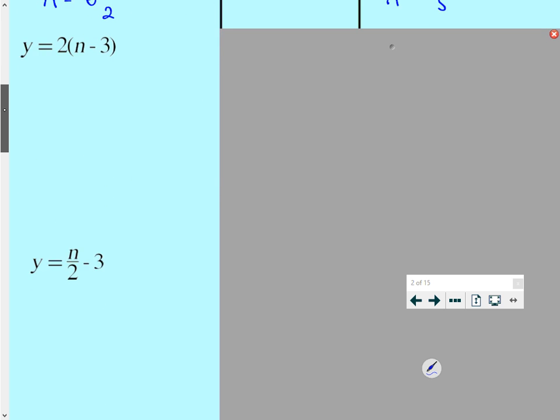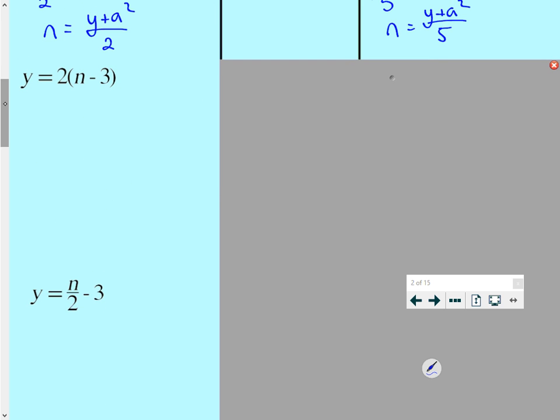So next one. Now, here, if I was to sub in for that n, the first thing I would do is in that bracket. So the first thing I'm actually going to do is take away 3. And then whatever that answer is, I'm going to times by 2. So to work backwards through it, I'm going to have to divide by 2 first. And then I'm going to have to add 3.